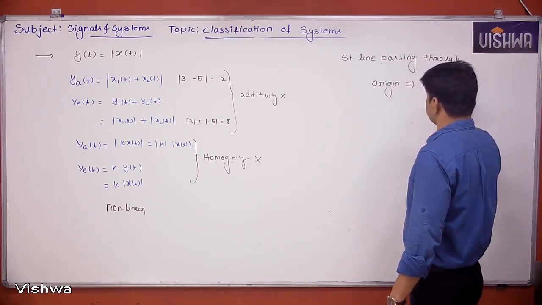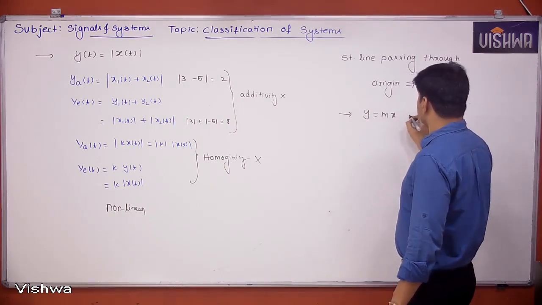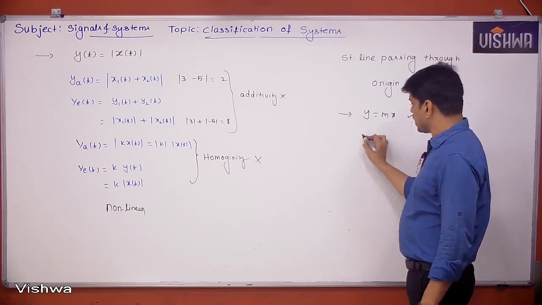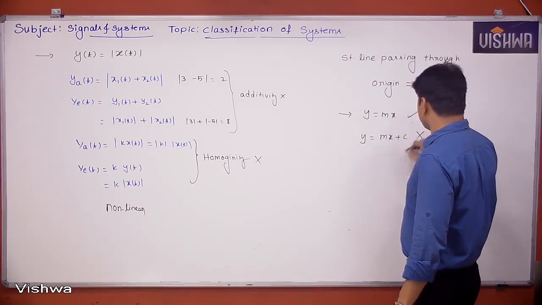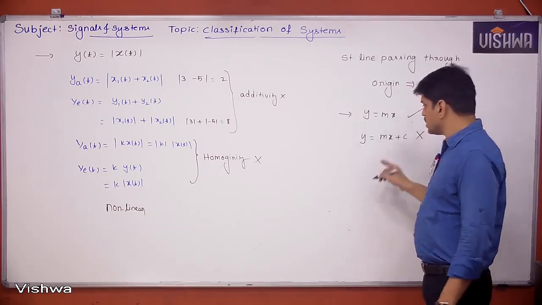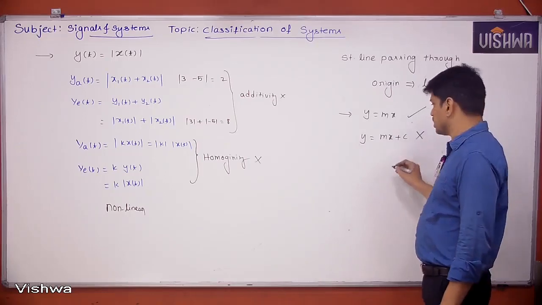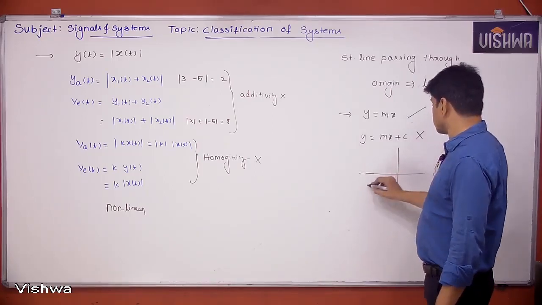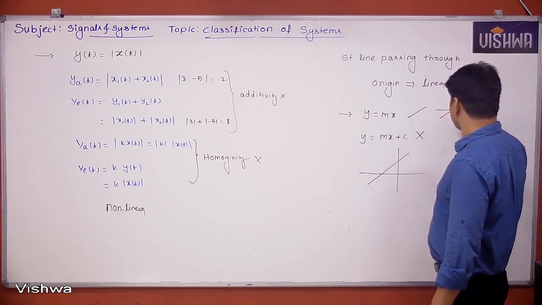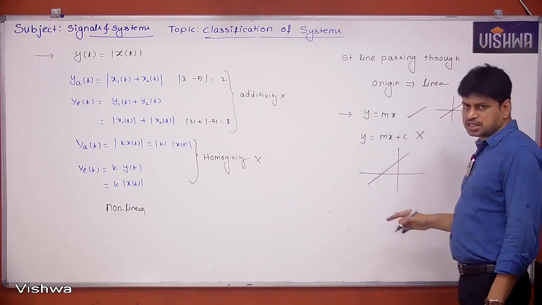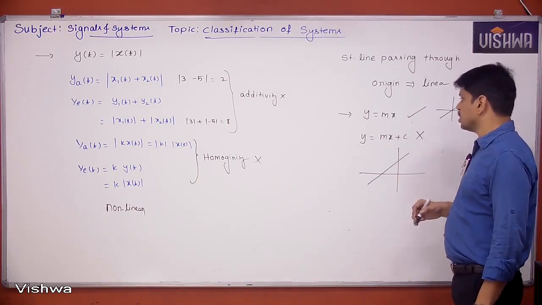That means, let's say, y is equal to mx. This is a linear system. Whereas y is equal to mx plus c is not a linear system. Why? It is a straight line, I can agree with that, but it is not passing through the origin because it has a y-intercept. That's why it is a non-linear system.